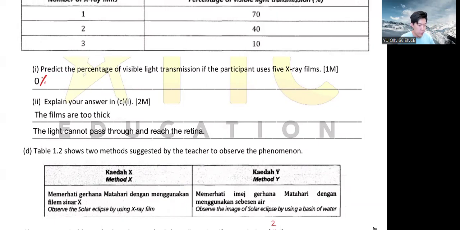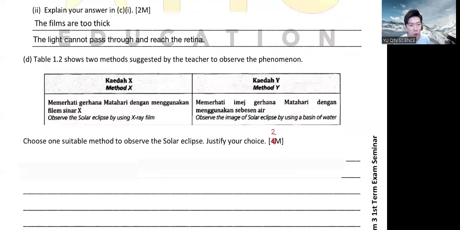Okay, so 1.2 shows 2 methods suggested by the teacher to observe the phenomenon. Oh, okay, so not just X-ray film, but another method is to observe the solar eclipse using a basin of water. That means we get a basin of water, maybe put it on the ground. I guess you know what is happening, right? Okay, choose which one is more suitable to view the solar eclipse, or maybe I should say choose which one is safer. Safer.